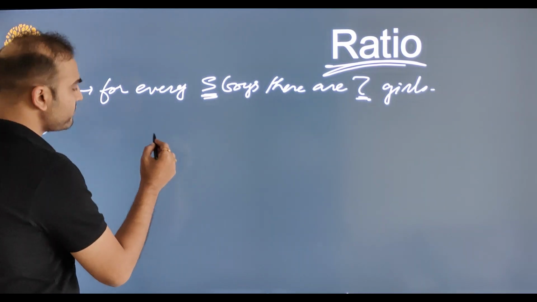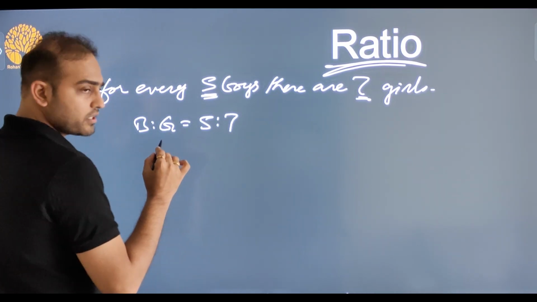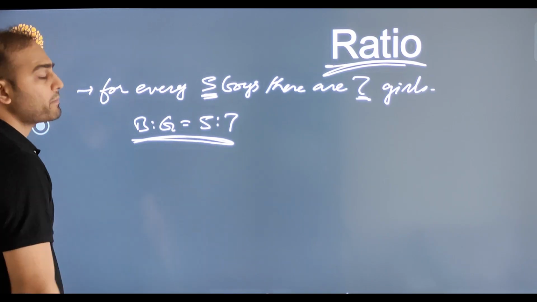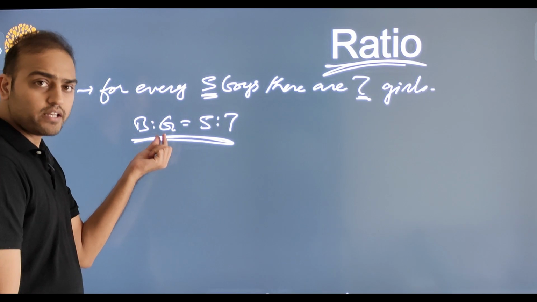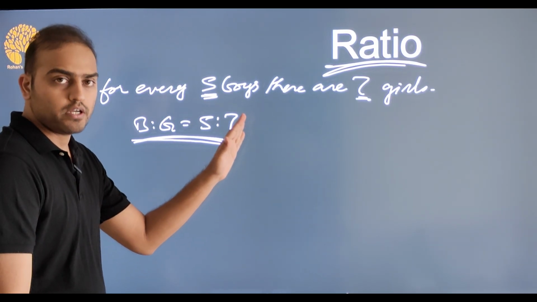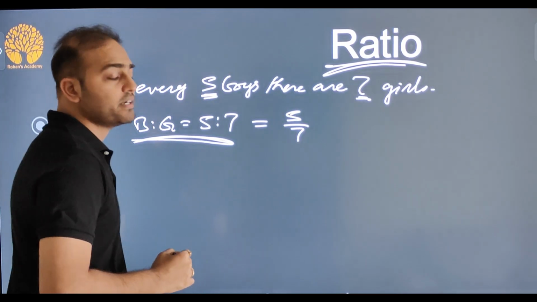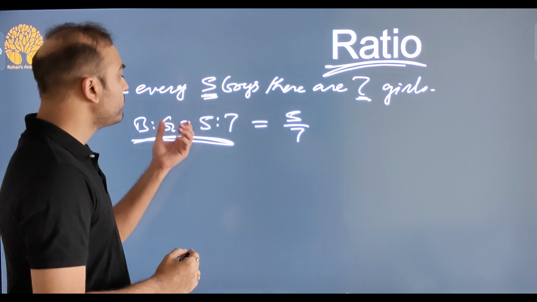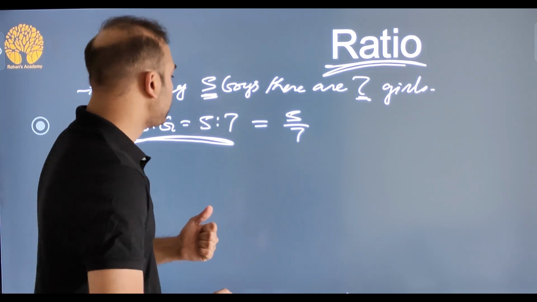How do we represent this? We simply write boys is to girls is 5:7. This is how you represent any ratio. You just put an "is to" colon sign. B is to G is equal to 5:7. 5:7 means 5 divided by 7. 5:7 simply means 5 is divided by 7.